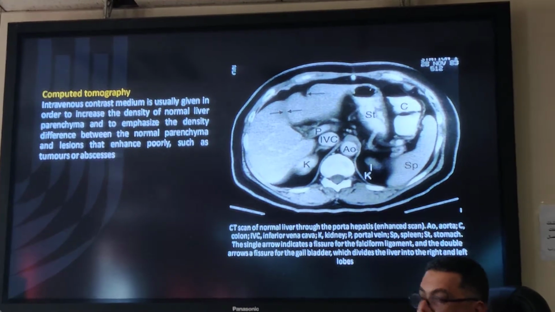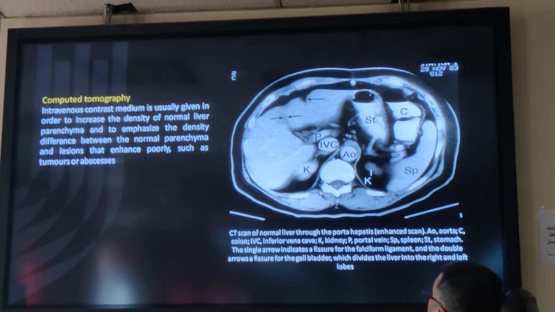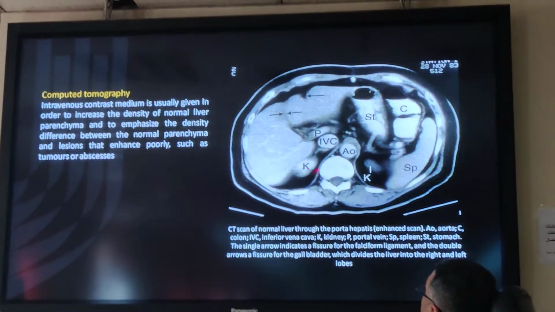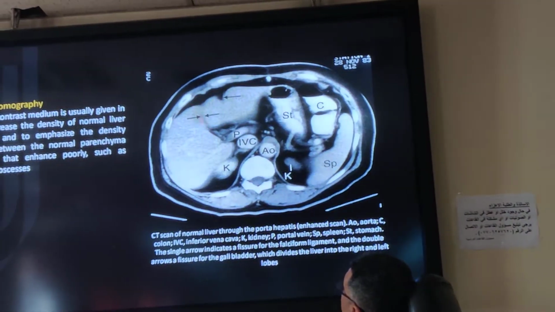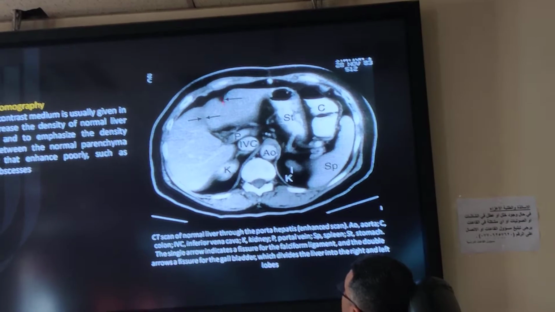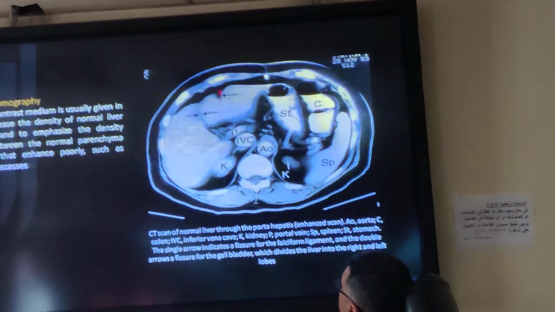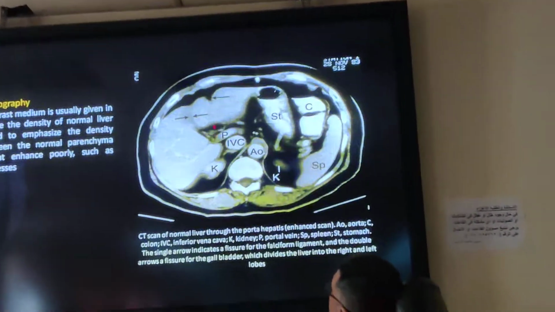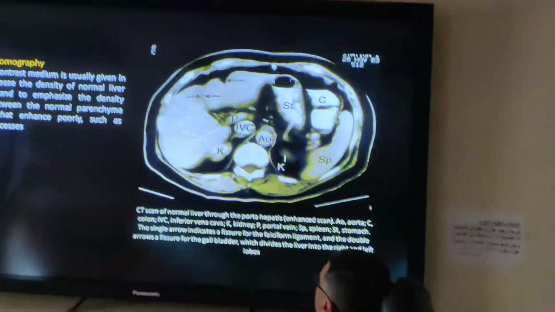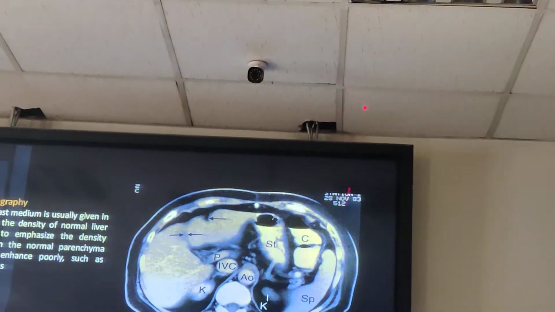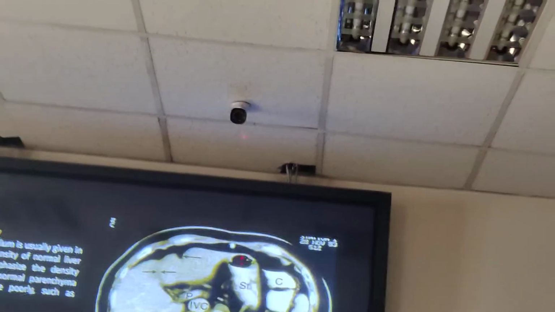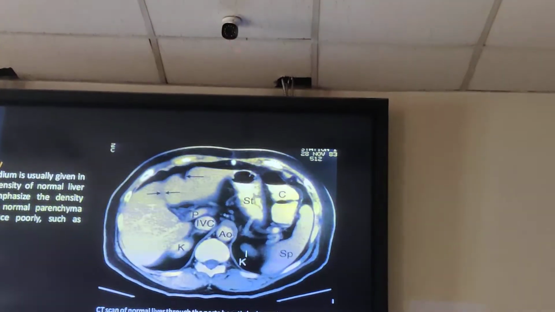Here we have the normal anatomy of the upper abdomen. This is the fissure for the gallbladder. This is the fissure for the falciform ligament, which contains the ligamentum teres. This is the portal vein. This is the inferior vena cava, the aorta. The right kidney, the left kidney. This is the spleen, and this is the colon. This is the stomach. Okay, the gas of the stomach.